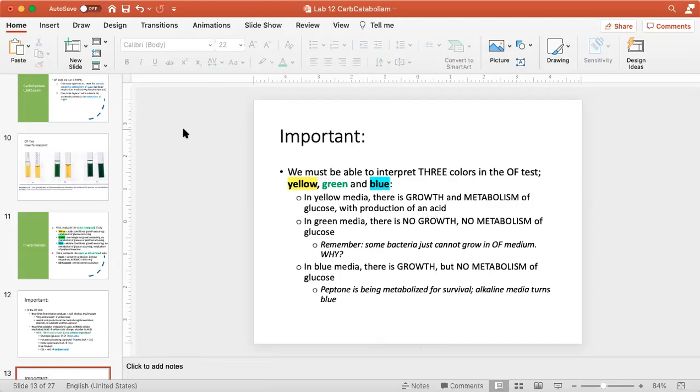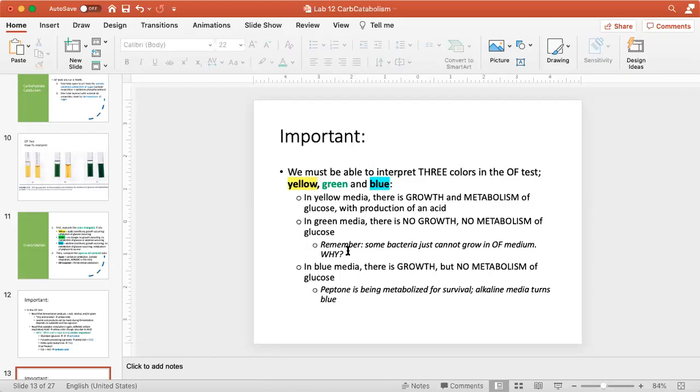Three colors: yellow, green, and blue. Yellow means acid. Yellow means growth and breakdown of glucose, metabolism of glucose. Green means no growth, no metabolism of glucose. Blue means growth, but no metabolism of glucose.